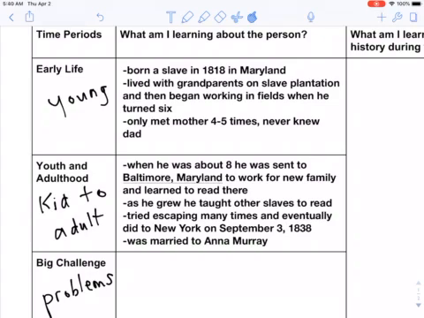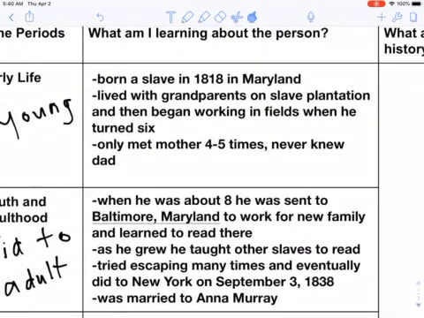He was born a slave in 1818 in Maryland. He lived with his grandparents on a slave plantation and began working in fields when he turned 6. Only met mother 4 to 5 times, never knew dad. Remember, just taking notes on this, so I don't need to write full sentences. You can if you want to, but you don't need to.